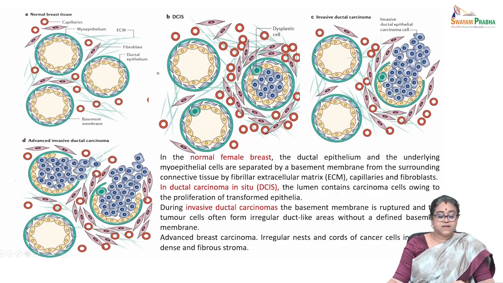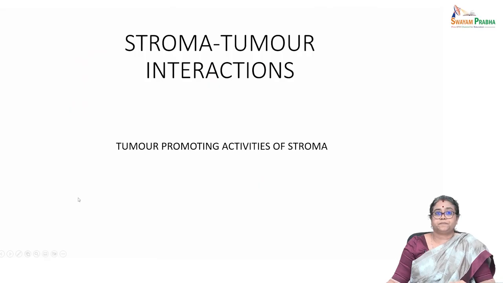Here it is only one cell, but then you see that all the other cells in the vicinity have also got transformed, and then there is a breach of the basement membrane. In case of advanced breast carcinoma, you have irregular cords of cancer cells that invade the dense, fibrous stroma. So this is how the tumor microenvironment keeps changing as the process of transformation happens from normal breast tissue to reaching a stage of advanced invasive ductal carcinoma.